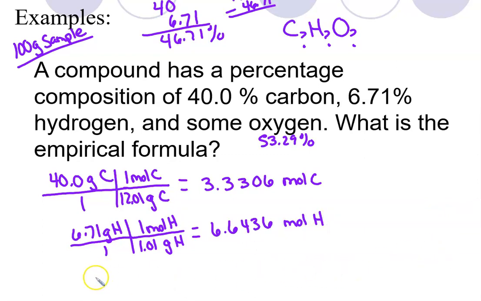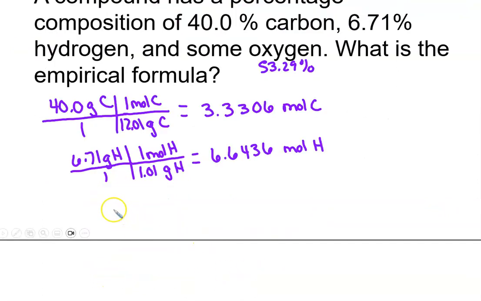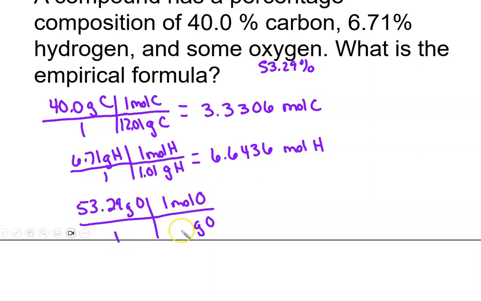And then we've got one more here. We're going to do the 53.29 grams of oxygen. Grams of oxygen to moles of oxygen. That is 16.0 if you want. We'll divide those out and we get 3.3306 moles of oxygen.